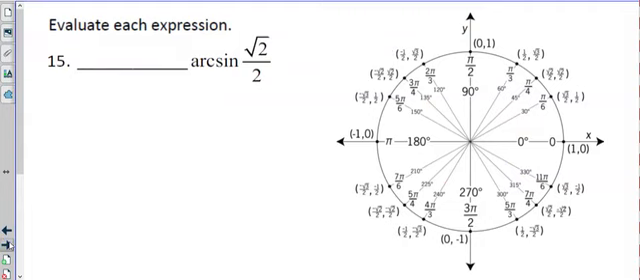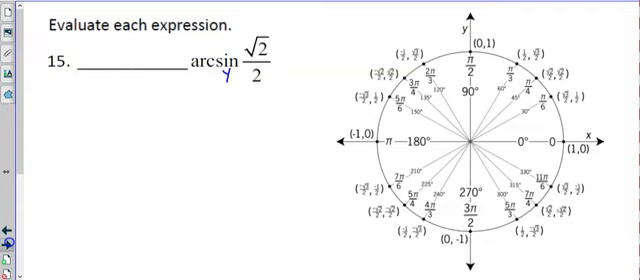Arc cosine of square root of 2 over 2. So just kind of get used to seeing numbers that show up on the unit circle. Square root of 2 over 2 is one that definitely pops up on our unit circle. So we're looking for our y value to be square root of 2 over 2. It's going to happen in two places.